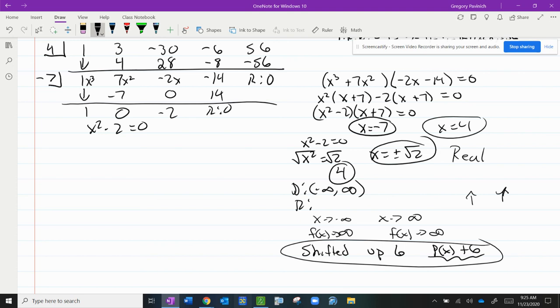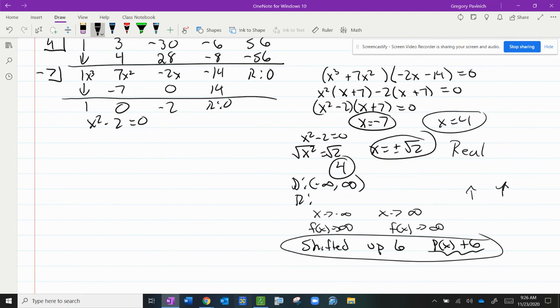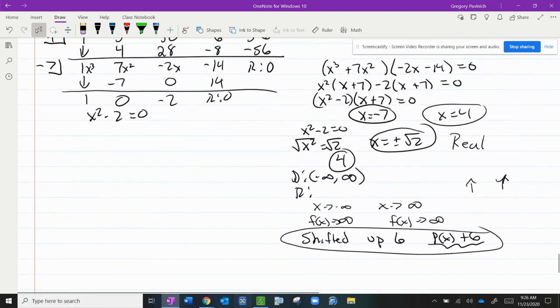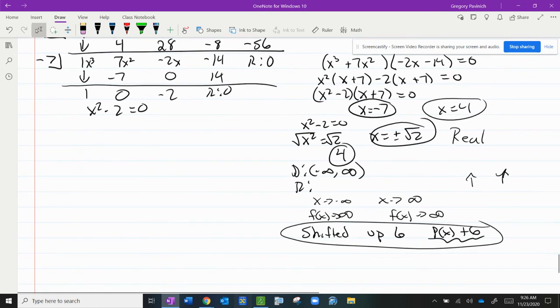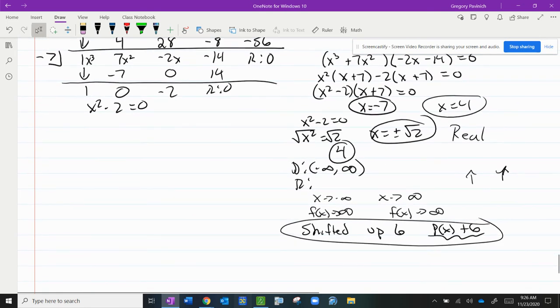How many real roots does p of x plus 6 have? Well, it's going to be the same degree, so you would think it would still have the possibility of having 6, but you'd have to graph it to see that the x-intercept only hits twice. So that's all I'm going to say on that one.